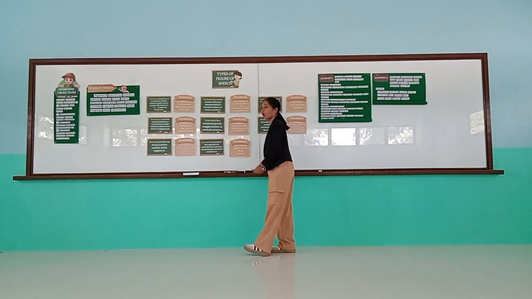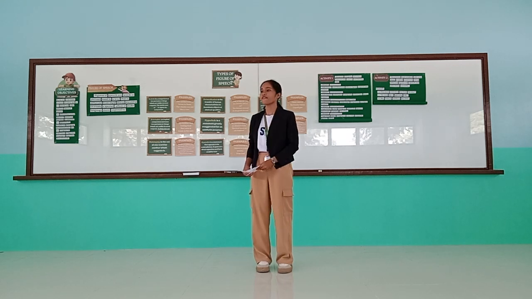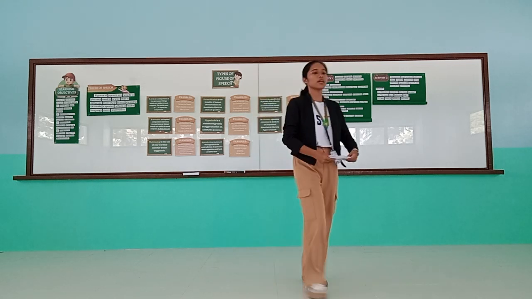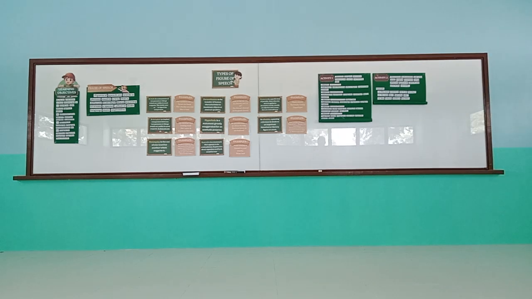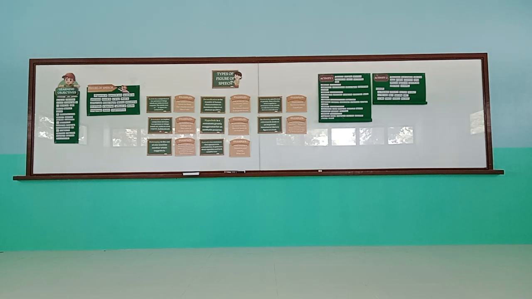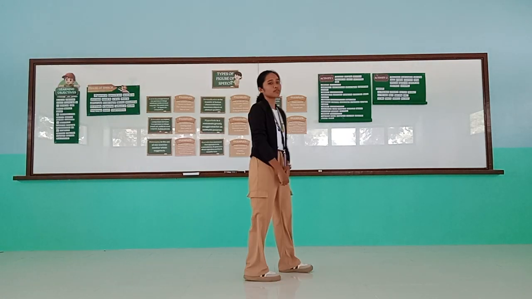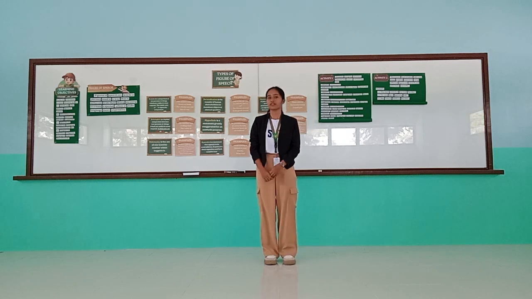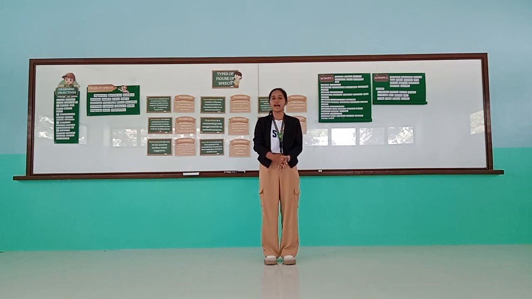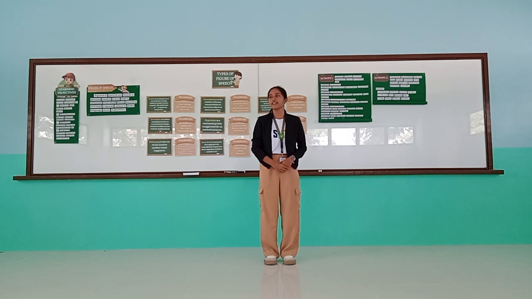This activity is called a word scramble. Okay, I will give it to 4 groups. This will be group 1, group 2, group 3, and group 4. I will give you 5 minutes to arrange that word correctly. Okay, please pass the word. Thank you.